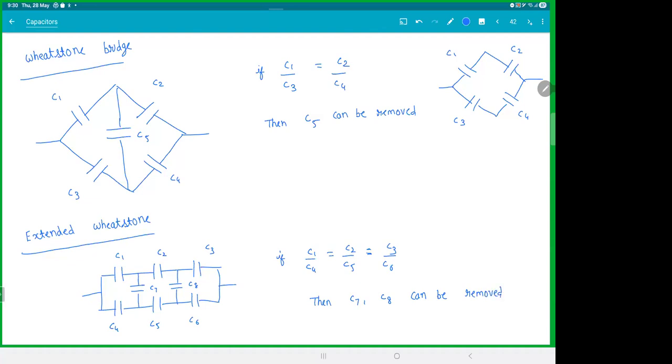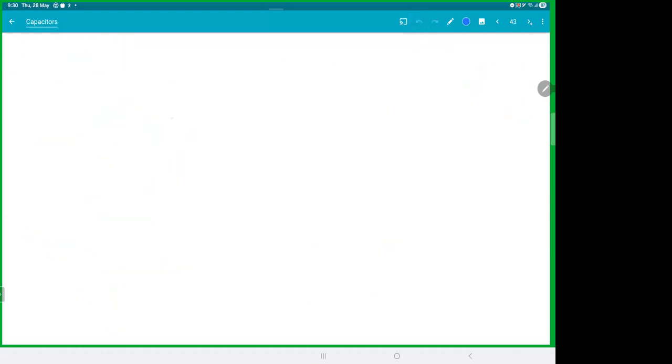Easy to prove, na? Think of it like this. If C8 and C7 are not there, because the ratio is the same, this point and this point will have the same potential as this point and this point, isn't it? Up and down will have identical potentials. If you keep a capacitor between two points at the same potential, what will happen? Charge will not flow. Potential difference is zero. Making sense?